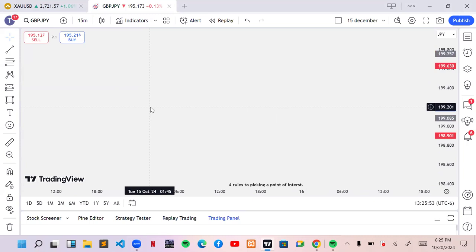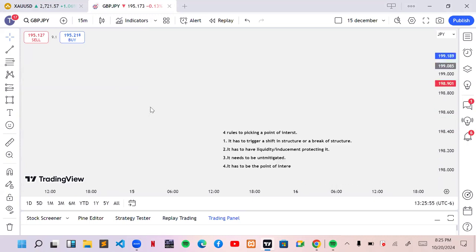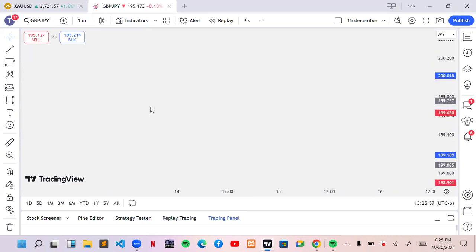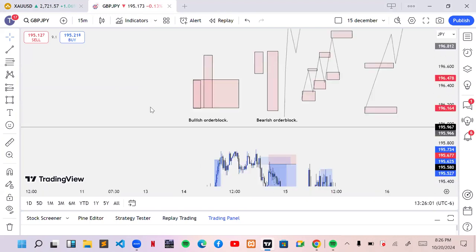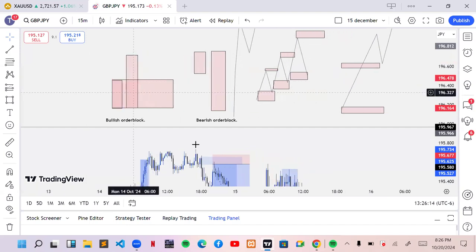So I said an order block is an area in the market where there are a lot of institutional orders. What I mean by that is the zone where institutional traders place their buy or sell limit or stop orders or their other limit orders. That's what an order block is. And a breaker block is a failed order block. It means an order block that failed to hold.